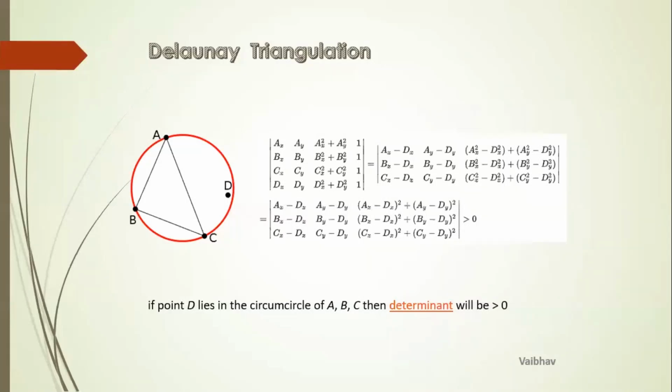In the determinant of this 4 by 4 matrix, we have AX, BX, CX, and DX that represent the X coordinate of each point. Similarly, AY, BY, CY, DY represent the Y coordinates of the respective points. AX squared plus AY squared is the squared magnitude of A from the origin, and similarly for BX squared plus BY squared and the other points. In the fourth column, we have all ones. So if the determinant of this 4 by 4 matrix is greater than 0, then point D lies inside this circumcircle.